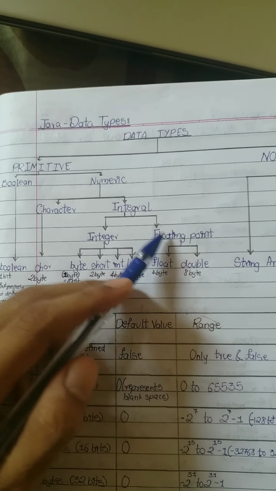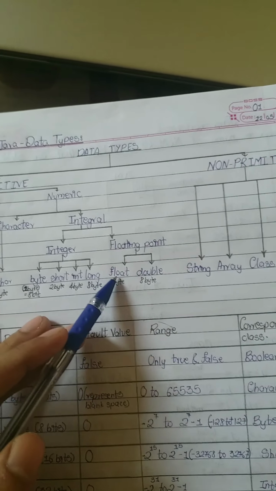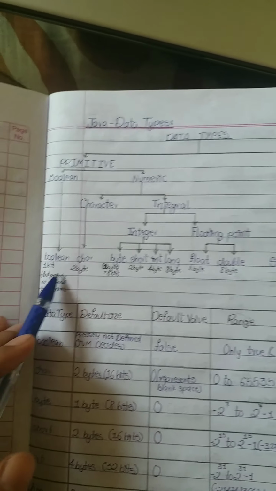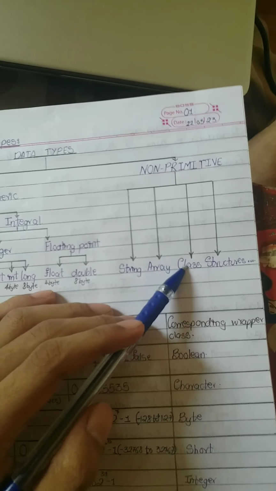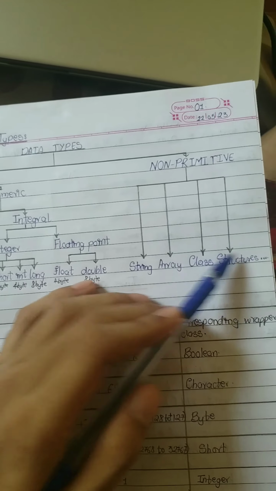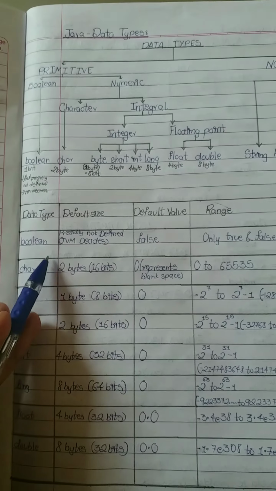And floating point is further divided into float and double. Float is of 4 bytes and double is of 8 bytes. And then non-primitive data types, इसके अंदर string, array, class, structures, union and many other classifications are there for non-primitive data types in Java. Then default size.